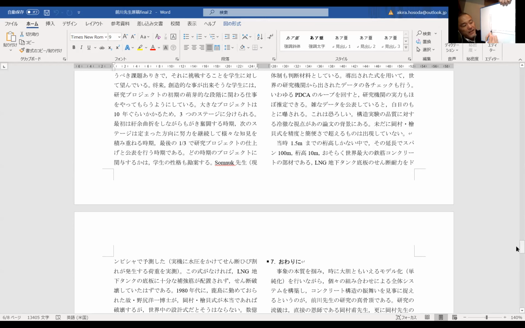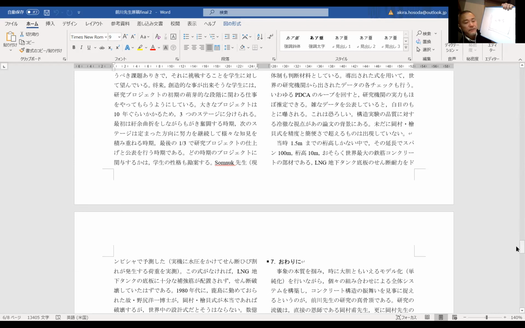But the base slab of the LNG tank is very big. The thickness will be around several meters. So the responsible engineers for the construction of the LNG underground tank were worried about the shear capacity of the base slab, because if Professor Okamura's equation is accurate, the shear capacity of this base becomes very weak. That's why they need to provide more shear reinforcement.